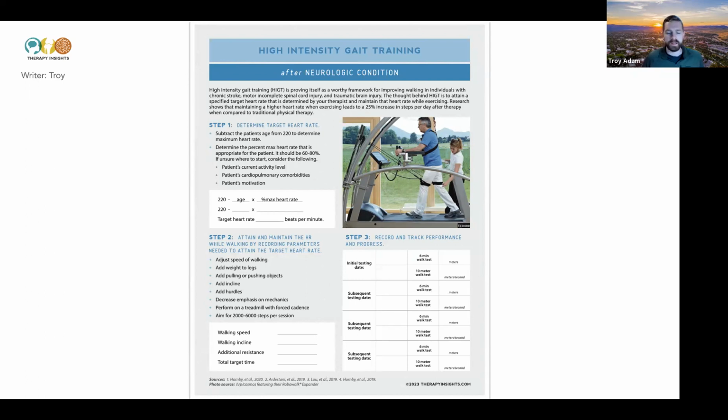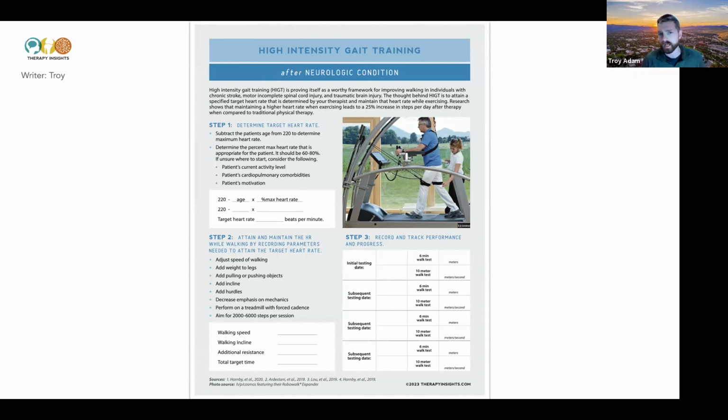If that's not available, step 2 gives you some ideas of ways that we can increase intensity, ways that other researchers have done in this clinical practice guideline in the past, to work toward getting that target heart rate up a little bit higher and into that aerobic threshold where we're seeing the most benefits for individuals. Step 3 is just recording performance.